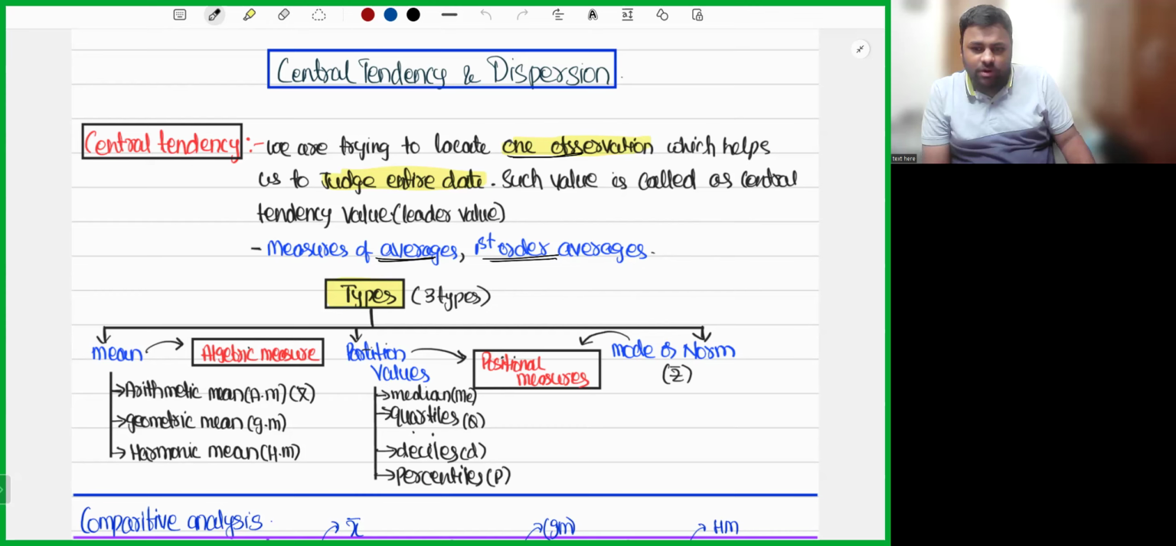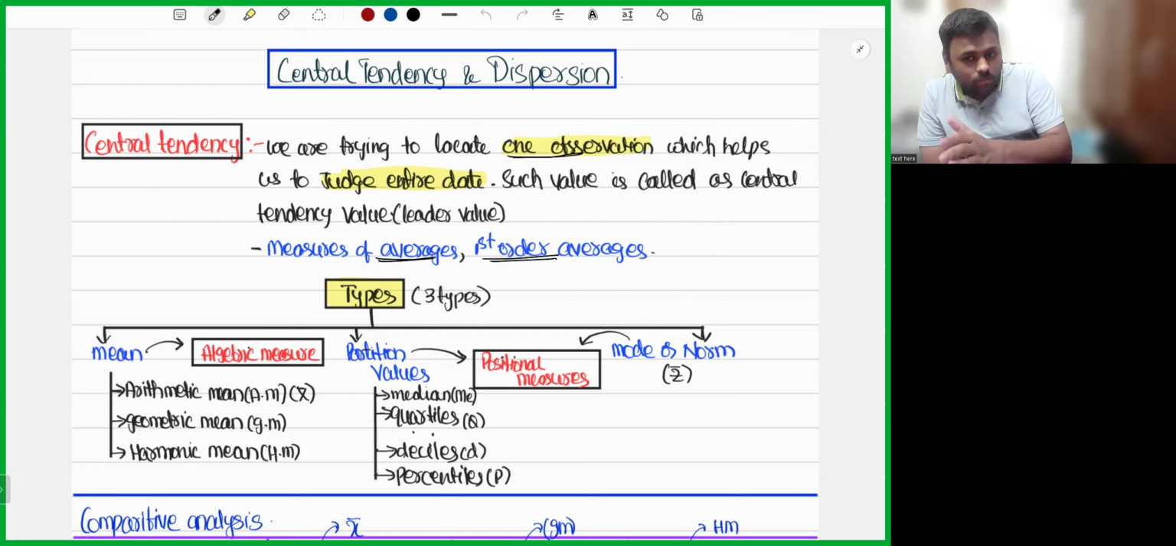Next, I said the relationship between AM, GM, HM. GM square is equal to AM into HM. One more relationship: if AM and GM are given, those two numbers are AM plus or minus root of AM square minus GM square. So this was all regarding mean.